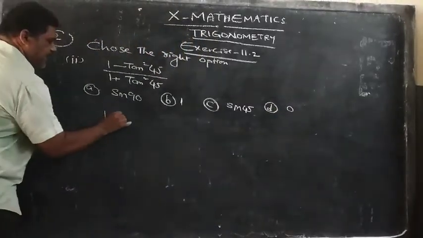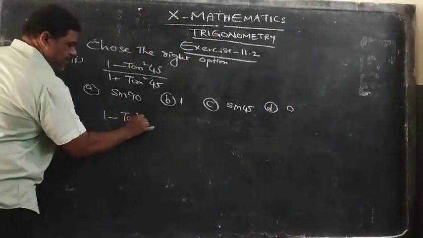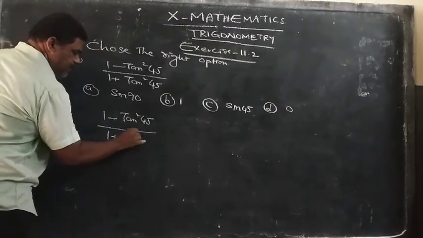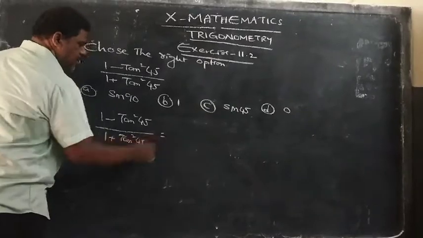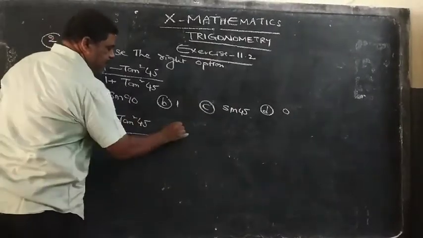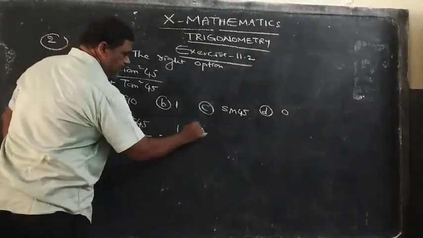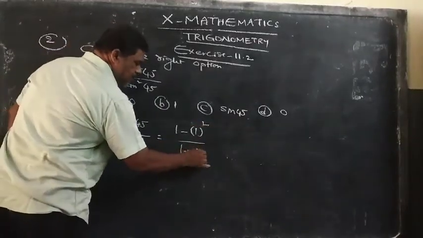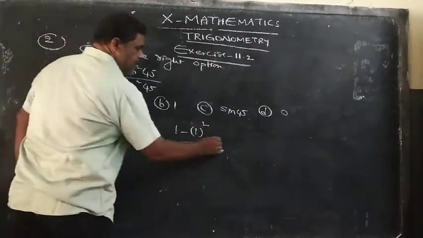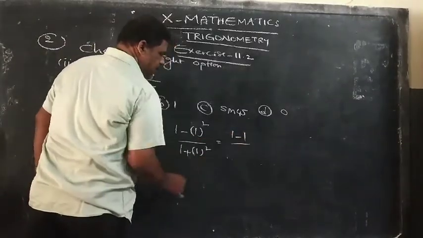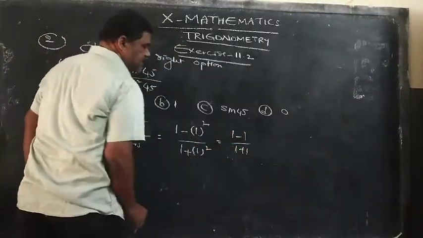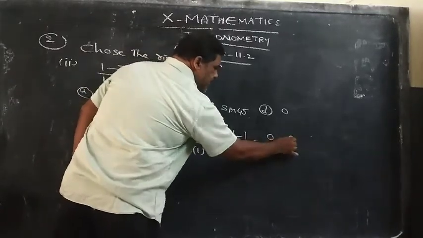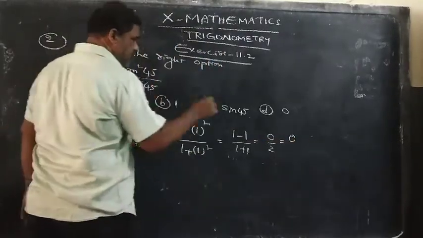So let us take 1 minus tan square 45 by 1 plus tan square 45. Tan 45 degrees is 1, so tan square 45 means 1 square. Denominator also 1 plus 1 square. Numerator 1 minus 1, denominator 1 plus 1. 1 minus 1 is 0 by 2. 0 by anything is 0. That is the answer.